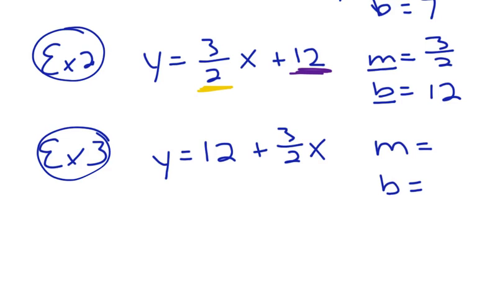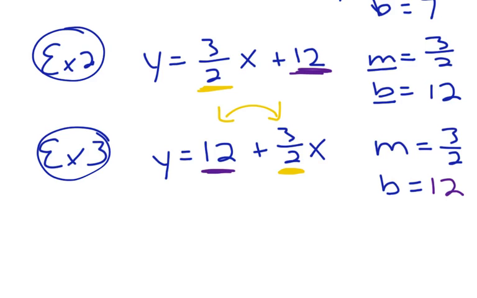Alright, what we need to notice here is that still our slope is always going to be right in front of the x, or the variable. And so even though I have switched the position, my slope is still 3 halves. And my y-intercept is still 12. So it's the same problem that we had in example 2. I just switched the position.